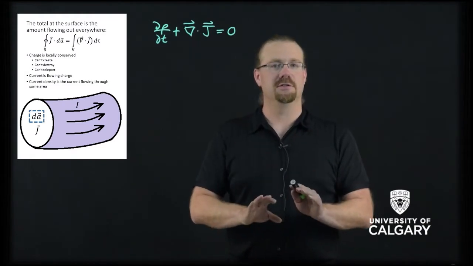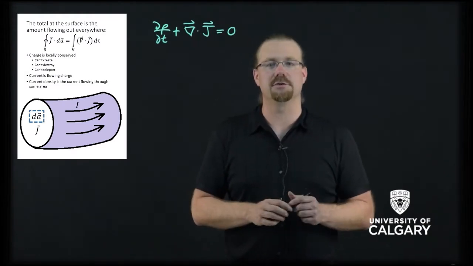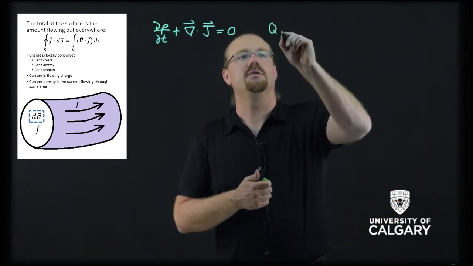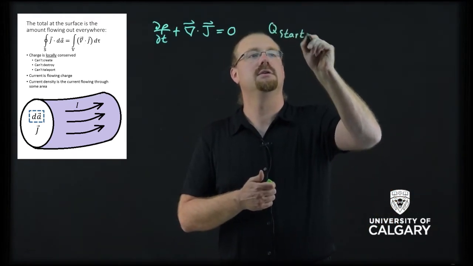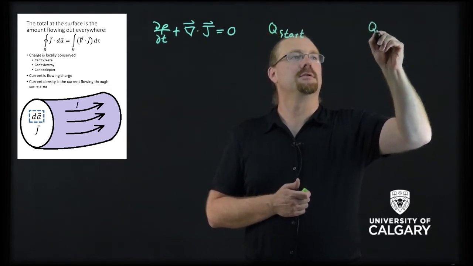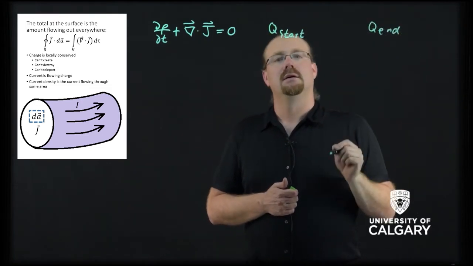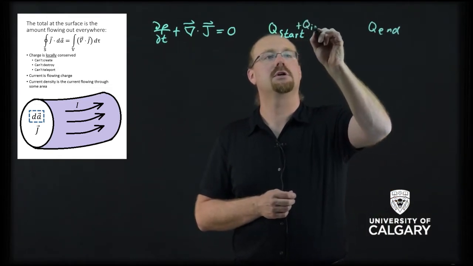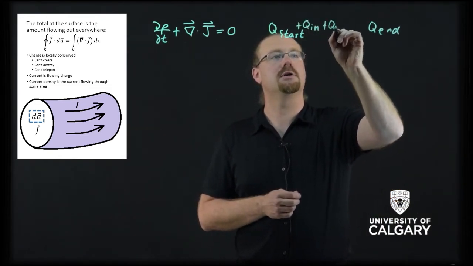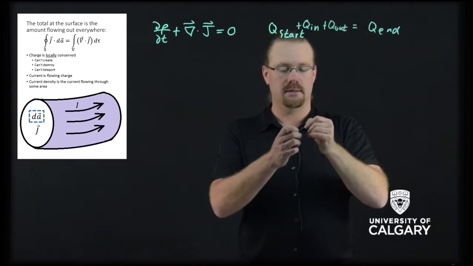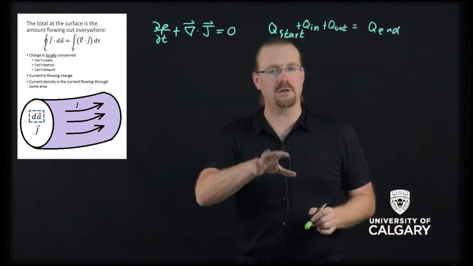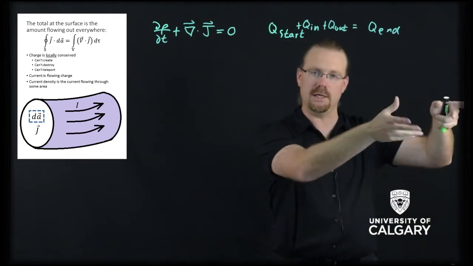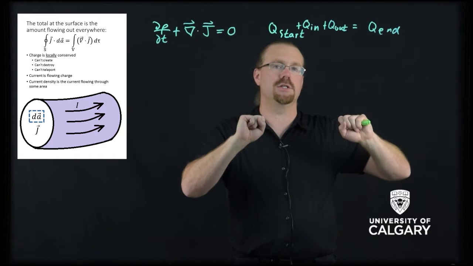Charge is conserved. That means charge can't be created or destroyed. So if we have charge in a particular region of space, we've got our starting charge, and we're going to have our ending charge. In order for those to change, you must have some charge flowing in and some charge flowing out. So not only can charge not be created or destroyed, but charge can't teleport from here over to here without going through the intervening space.